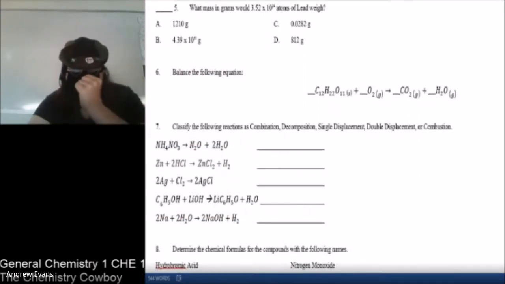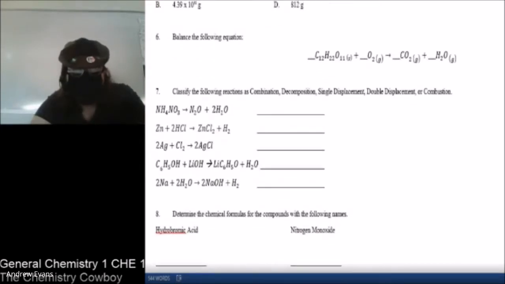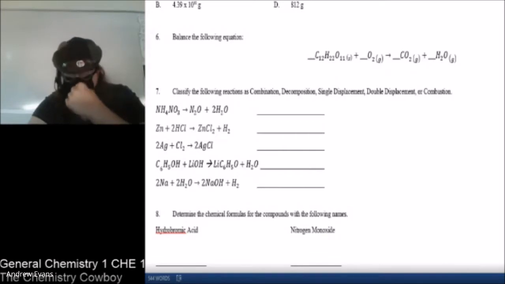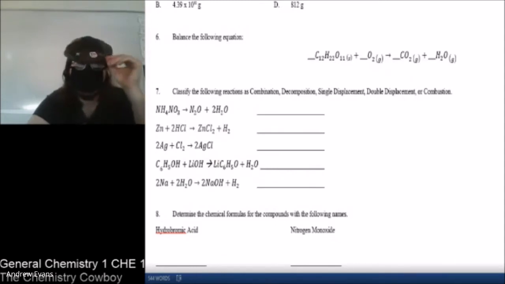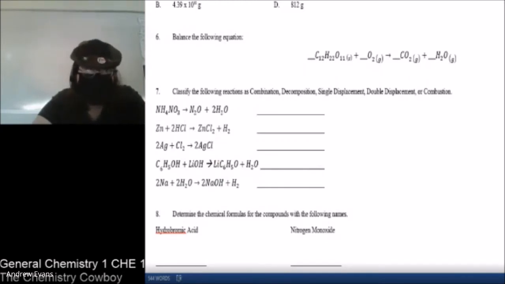Balance the following equation. Here, we need to be able to balance the carbon, the hydrogen, and the oxygen. Typically, in a combustion reaction, you want to balance the carbon and the hydrogen first, and then the oxygen last. But we have to take into account all parts.